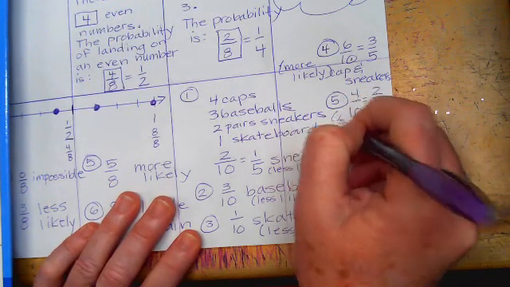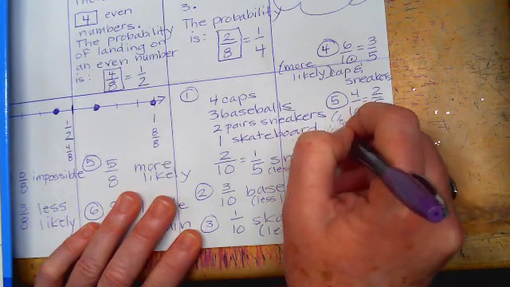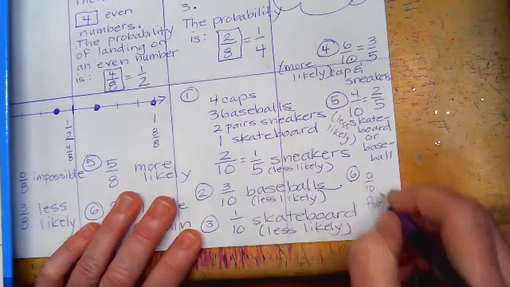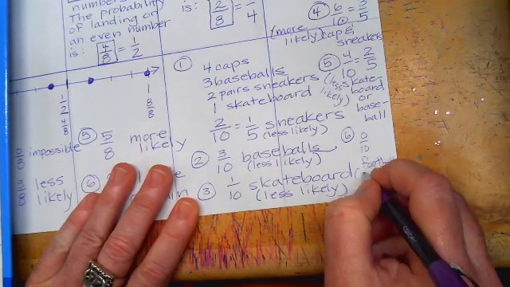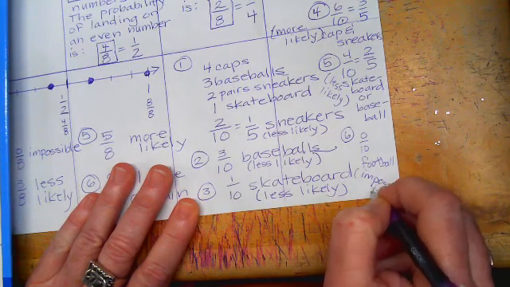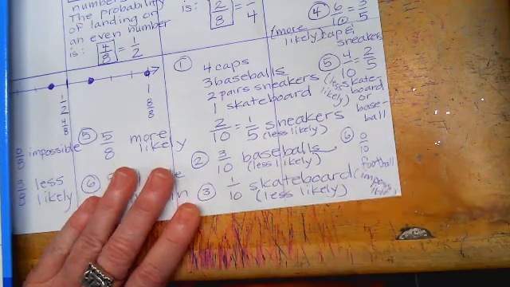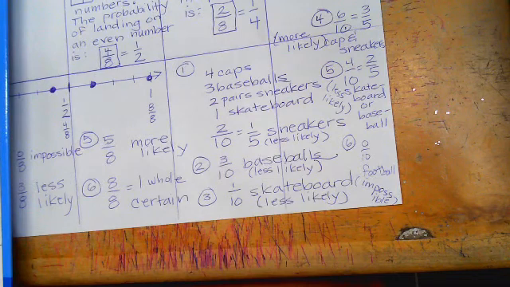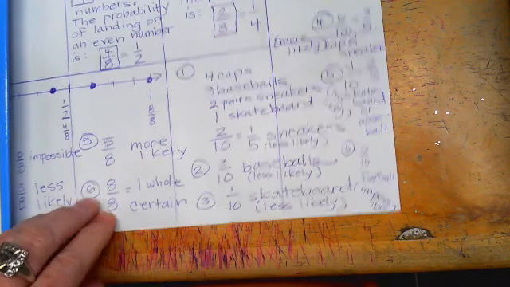2 out of 5 or 4 out of 10 is less than half, right? So it's less likely. This is impossible because there's no football in the bag.